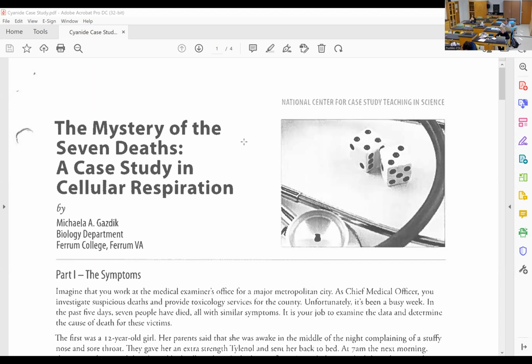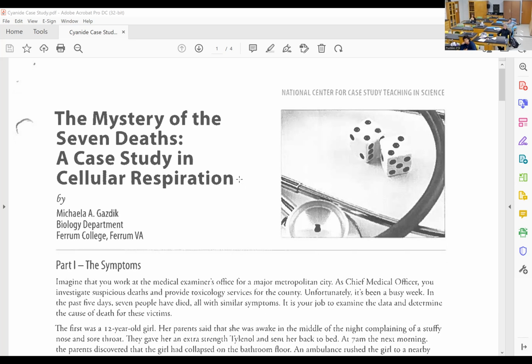And this is a case study of an actual event that happened in 1982. And I remember it. Yes, I'm that old. I remember when this happened. It was in Chicago, and I grew up 100 miles west of Chicago, and people were kind of freaking out when this happened, until they figured out what was causing it. So this is an actual event, and it ties into cellular respiration. Cellular respiration was altered, and that's why these people died.